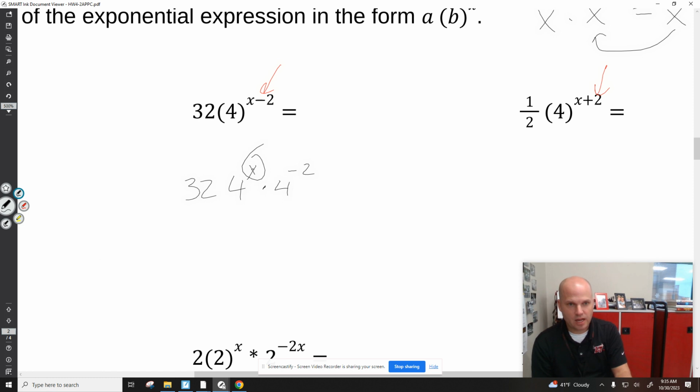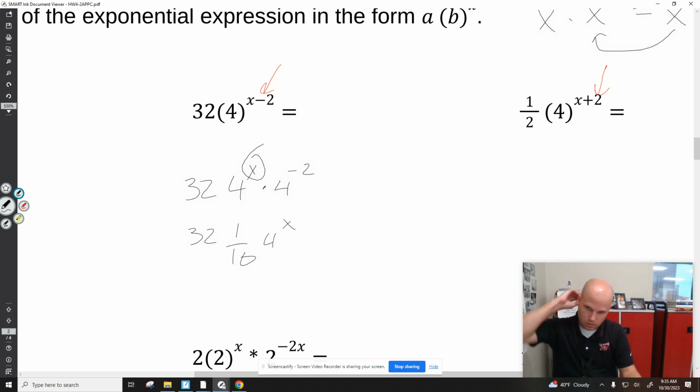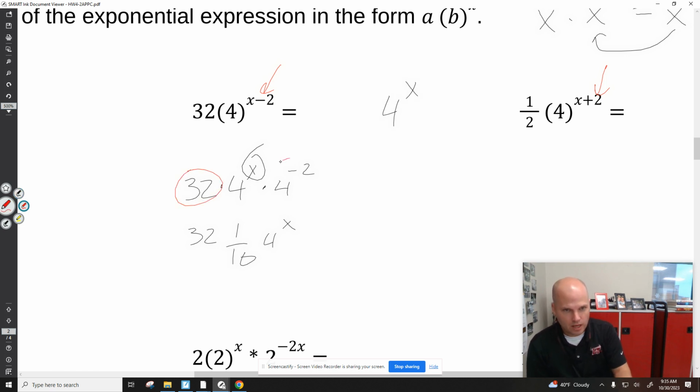Well, I see I'm going to have 4 to the x. But what's going to go on with this 32 and this 4 to the negative 2nd? Well, 4 to the negative 2nd is the same as 4 squared in the denominator, dividing by 4 twice. Now, we are multiplying these things together. You can't multiply this 4 by anything. We're going to leave this 4 to the x. But you can multiply the 32 and the 4 to the negative 2 together. A times b times c is the same as a times c times b. All good. The 32 and the 1/16 can be multiplied together to get 2.